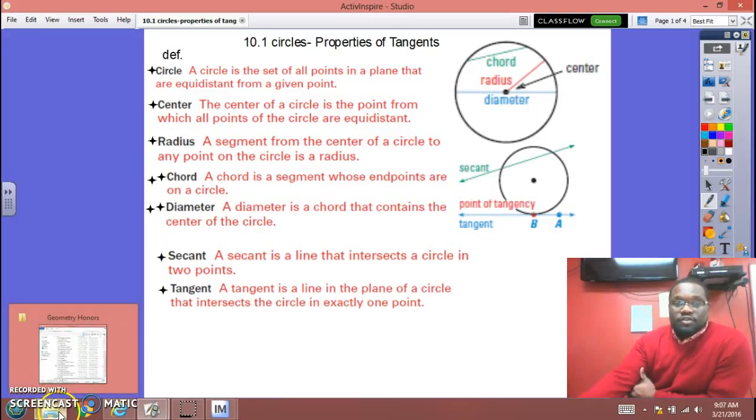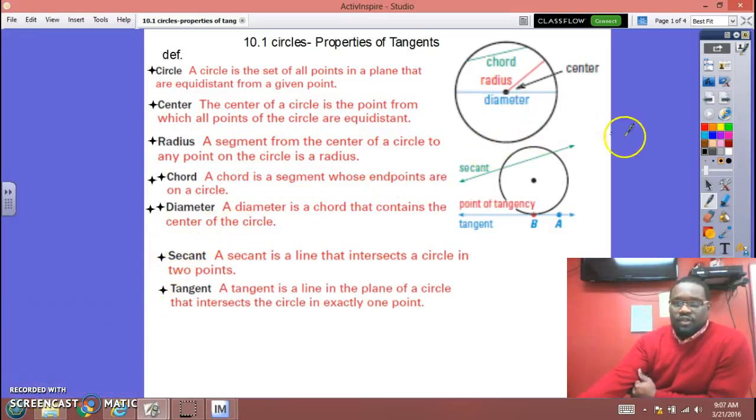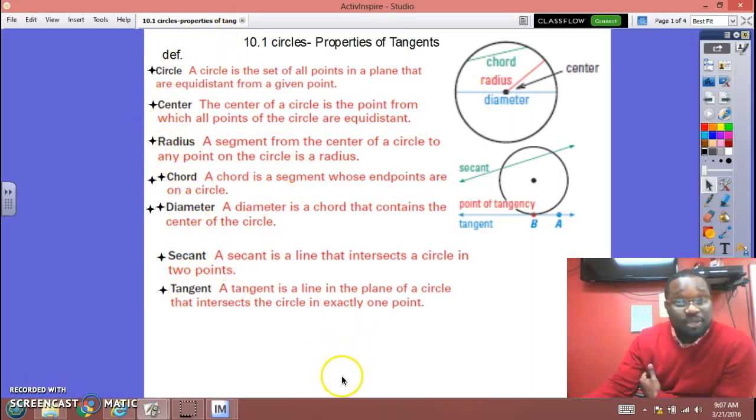Circles. We're starting circles. And so these are all the little definitions that we need to know. If I say circle, center, radius, chord, diameter, secant, tangent, if I say any of these, you need to know what I'm talking about. So I'm going to run through these real quick.